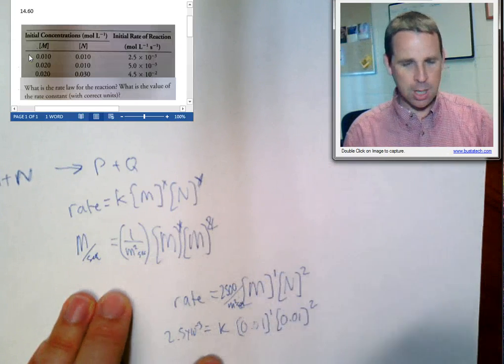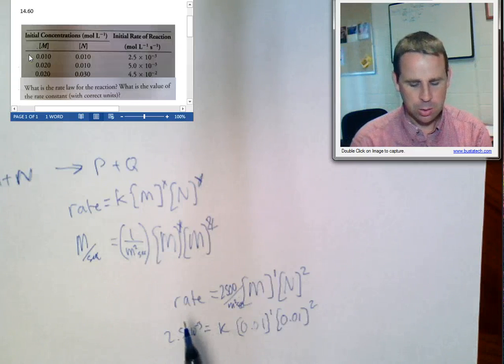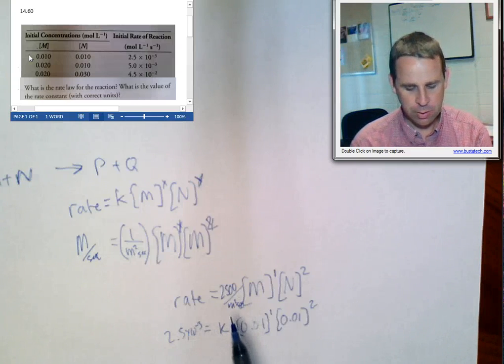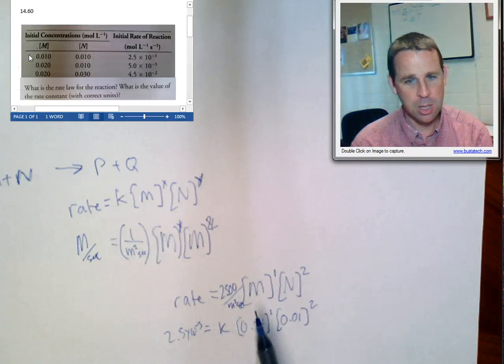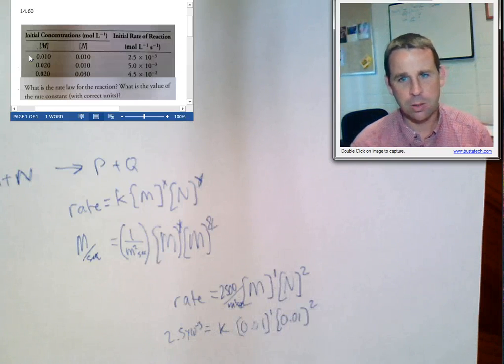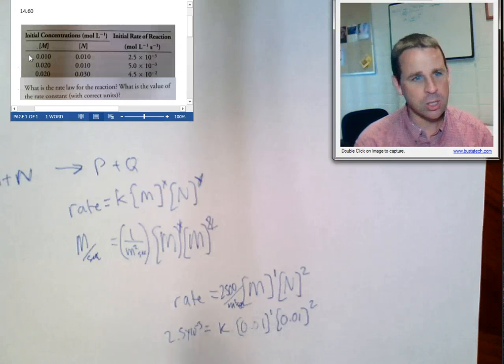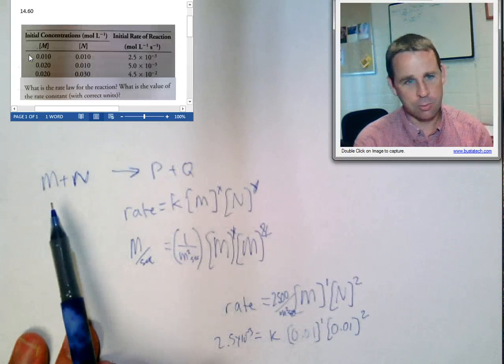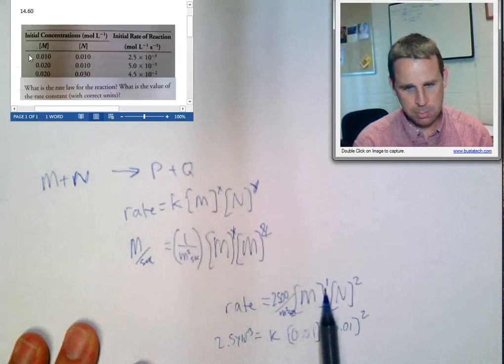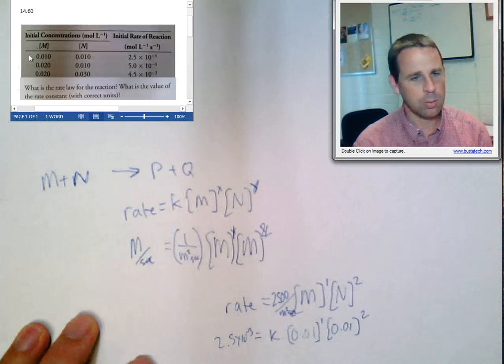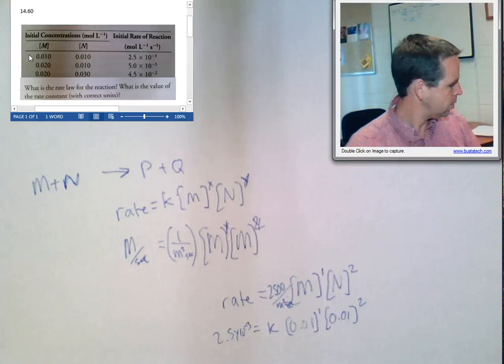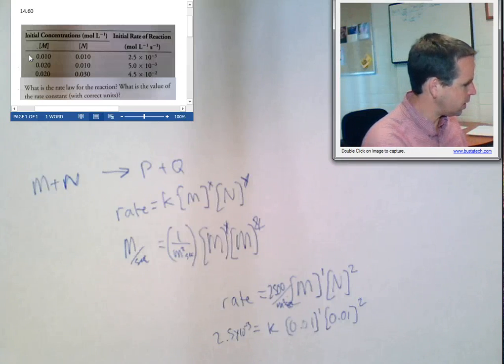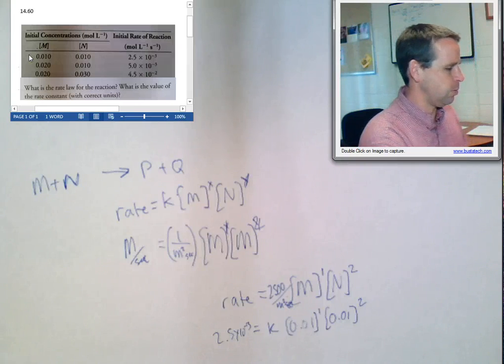So that should be my answer. The rate equals 2,500 per molar squared seconds times M to the first and N to the second. So this reaction up here is first order with respect to M and second order with respect to N. All right, that's 1460. Let's take a look, make sure we got the right answer.